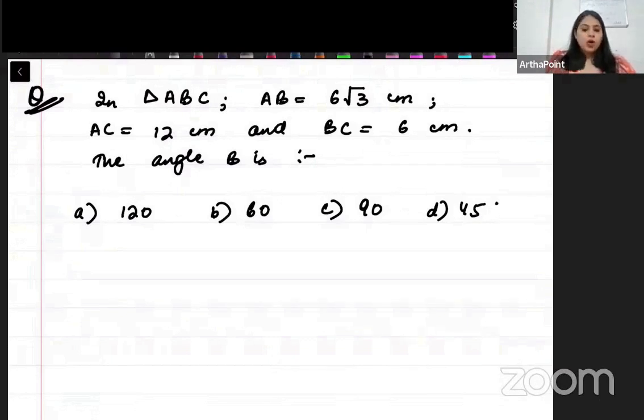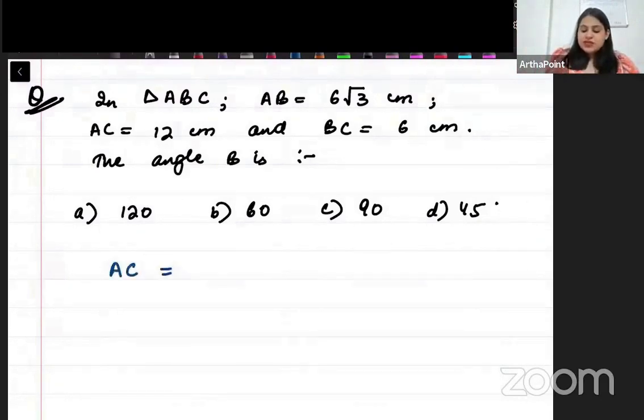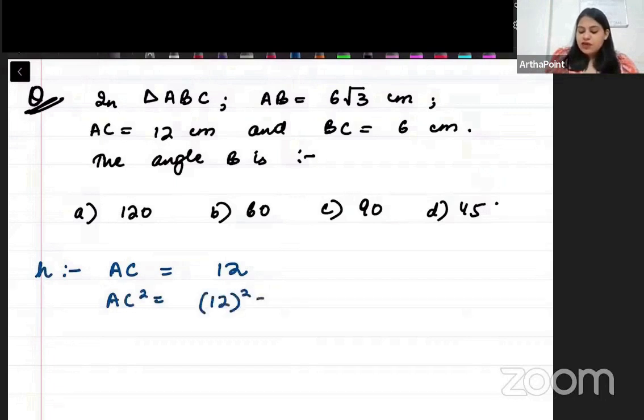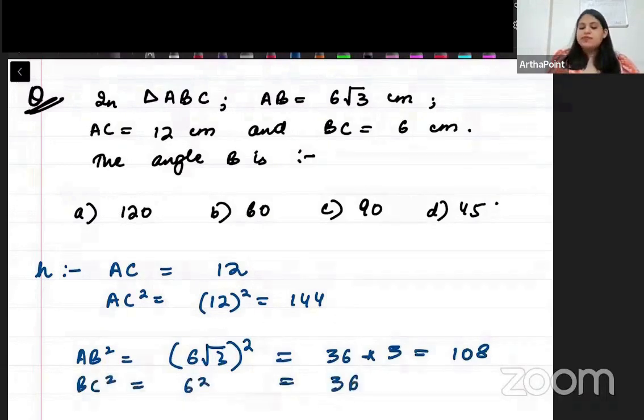Okay, let's start. So beta, first of all, try to see if directly Pythagoras theorem satisfies this equation or not. So if you see at AC, it is 12. It's the biggest side. So if the Pythagoras theorem is true, this must be hypotenuse. And beta AC square will come down to 12 square, which will be 144. AB square will come down to 6 root 3 square, which will be 36 into 3, which will be 108. And BC square will be 6 square, which will be 36.